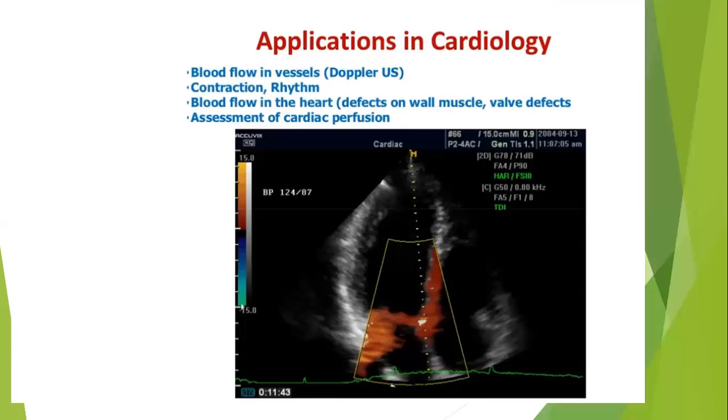Applications in cardiology. So here we have blood flow in vessels. Here we have a Doppler ultrasonography, right? To see the blood flow inside the vessels, the contraction and rhythm of the heart, blood flow in the heart, for example, defects on the wall muscle, and valve defects. Can anybody tell me about any kind of wall muscle defect?